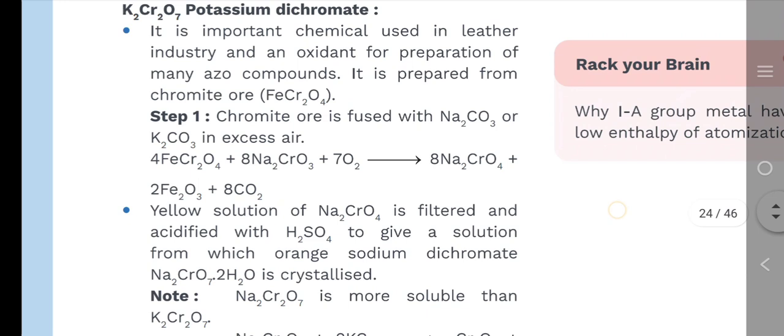K2Cr2O7, that is potassium dichromate. It is an important chemical used in the leather industry and as an oxidant for the preparation of many azo compounds. It is prepared from chromite ore, that is FeCr2O4. Step 1: chromite ore is fused with Na2CO3 or K2CO3 in excess air.